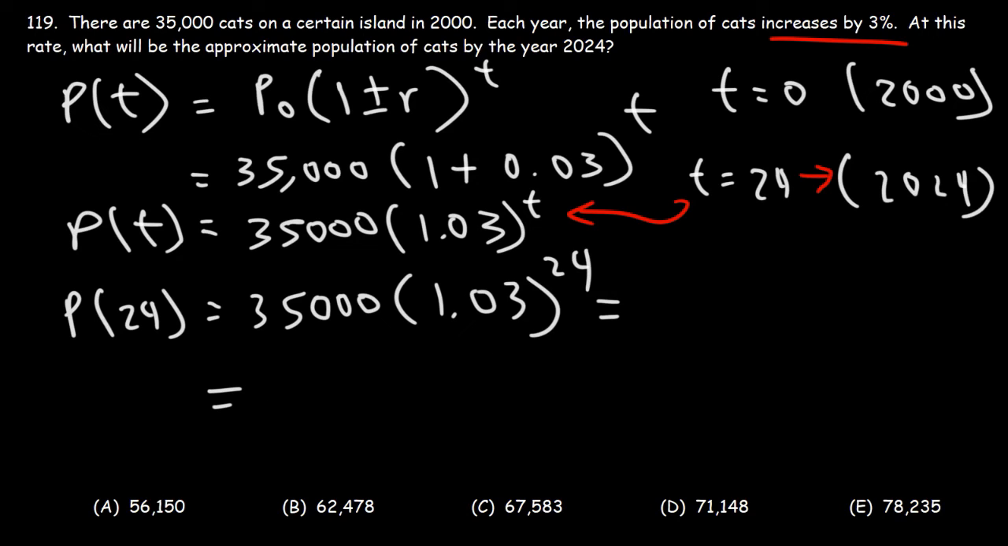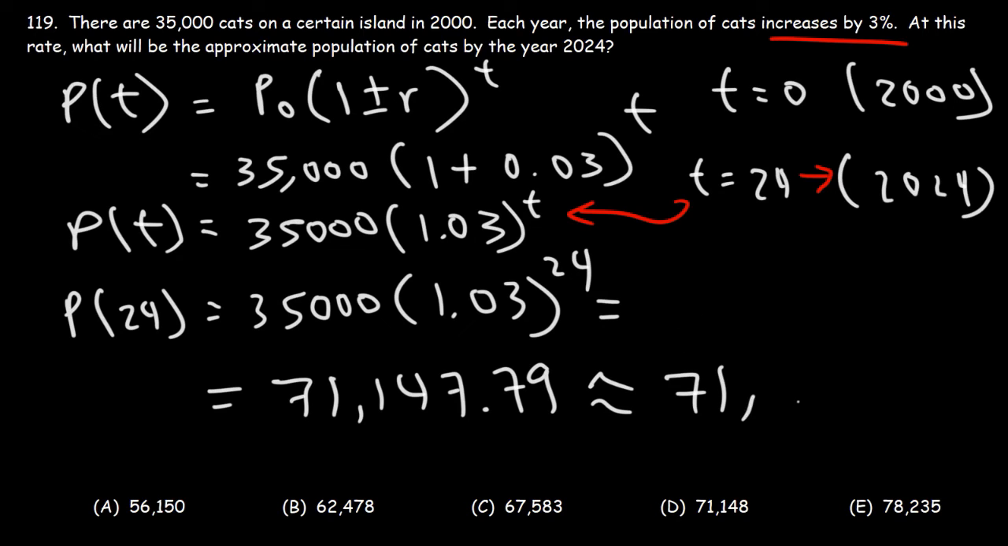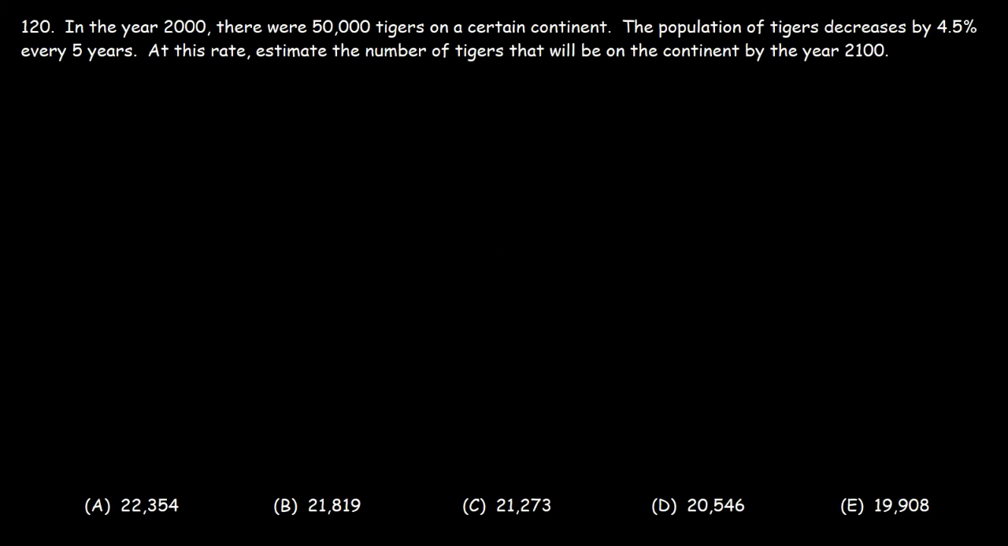And so you should get 71,147.79. So rounding that to the nearest whole number, that's 71,148 approximately, which means answer choice D is the answer.